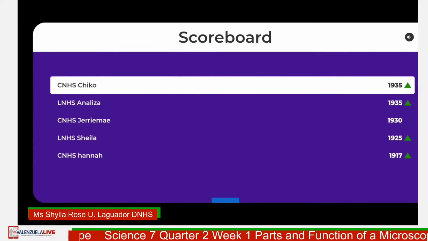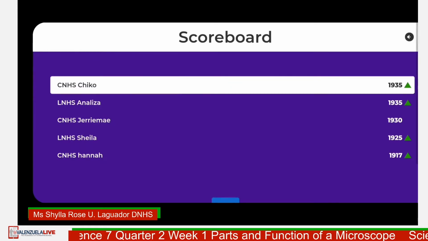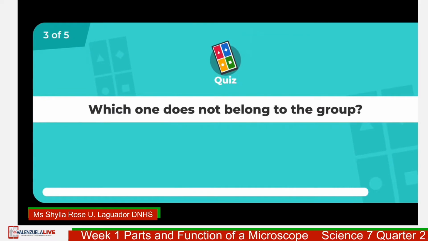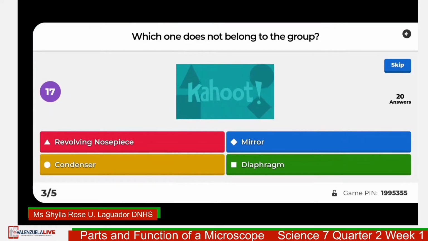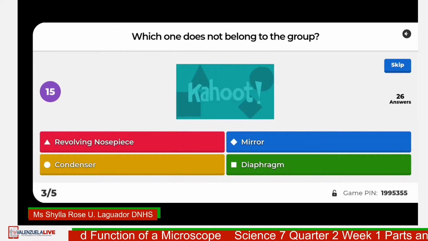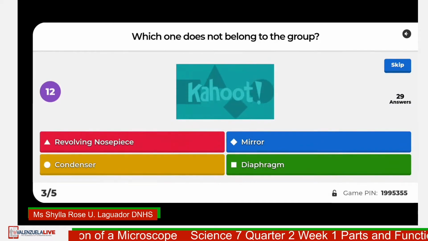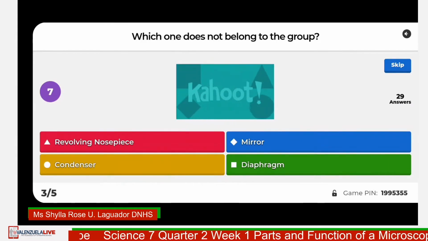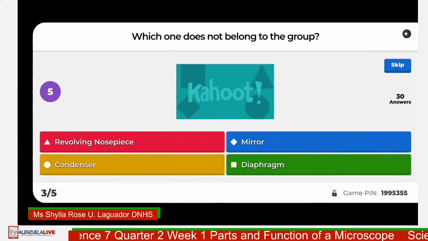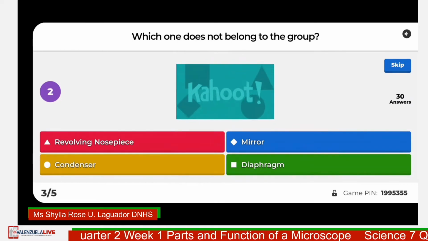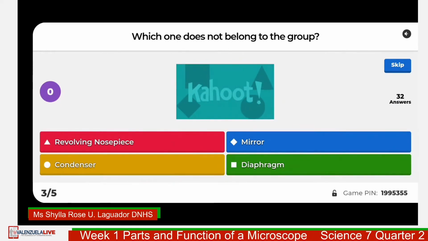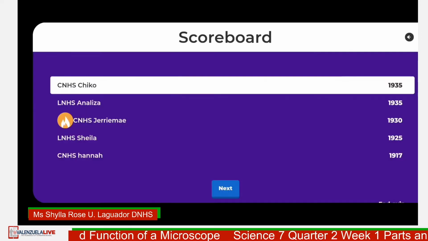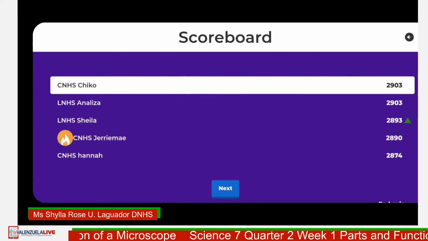So, let's move to item number 3. Once again, which one does not belong to the group? Is it red for revolving nosepiece, yellow for condenser, blue for mirror, and green for diaphragm? So, the correct answer is revolving nosepiece because it is the only mechanical part. The rest are illuminating parts.